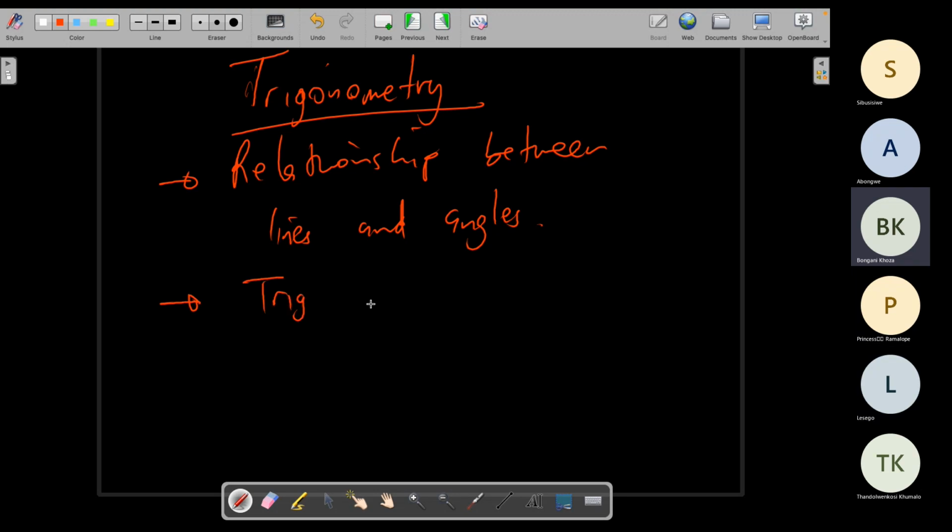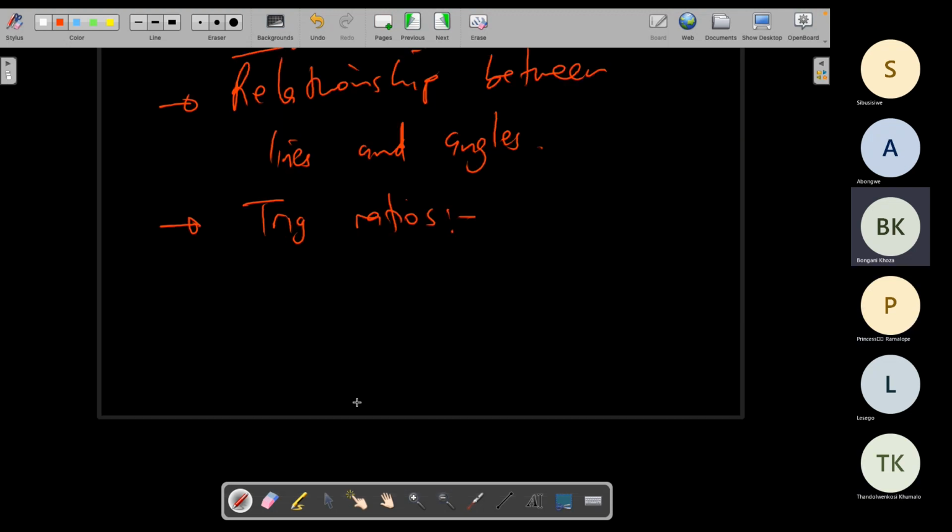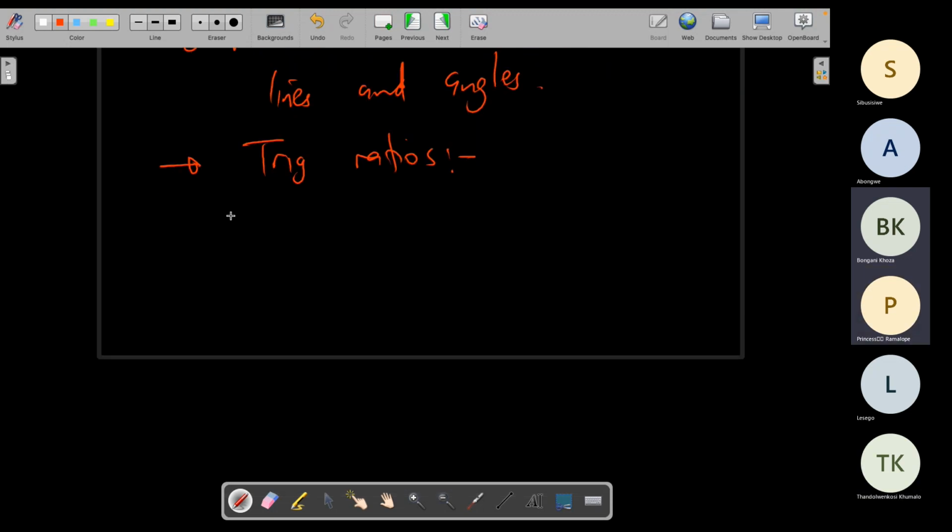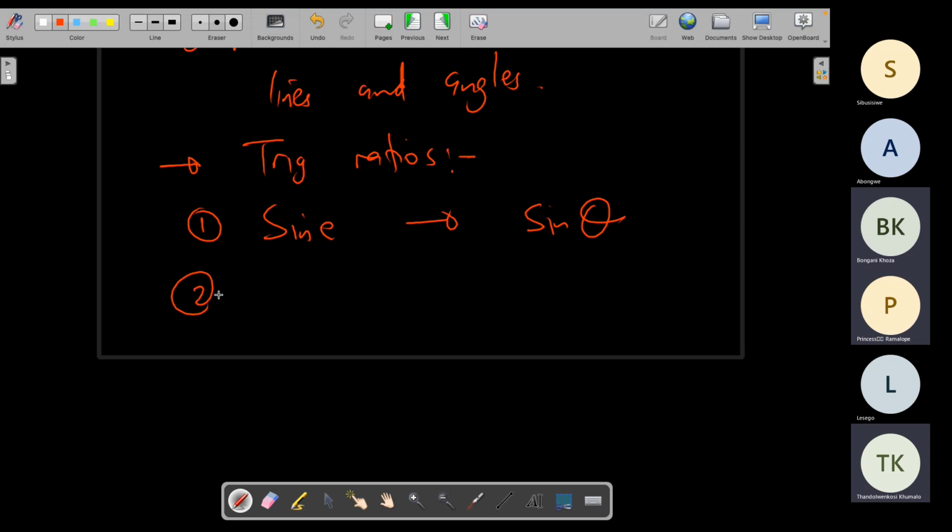So we have what we call trig ratios, right? We will say there are three. The first one is what we call sine, which you will see written as sine with a variable. So it could be sine x, sine theta, sine beta, sine whatever, right? So that's the first one, sine. We have another one, which is cos.